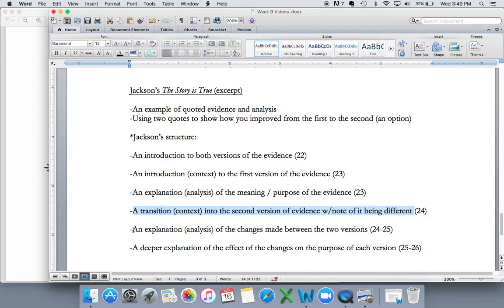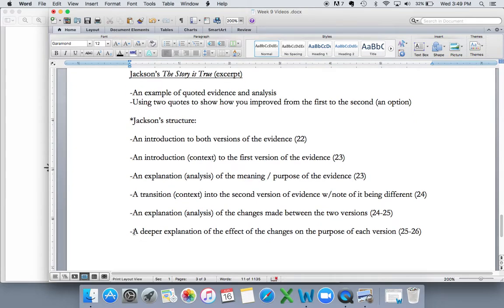After he does that, he then explains and analyzes the changes made between the two versions. In doing so, he's just showing the differences and how they have different effects. But for you, you would be showing how your second version is more successful and analyzing how it's more successful than the first version. And then he ends with a deeper explanation of the effects of the changes on the purpose of each version. So again, that's like a conclusion, wrapping up the analysis that he does at the end. This is a really good structure for you.